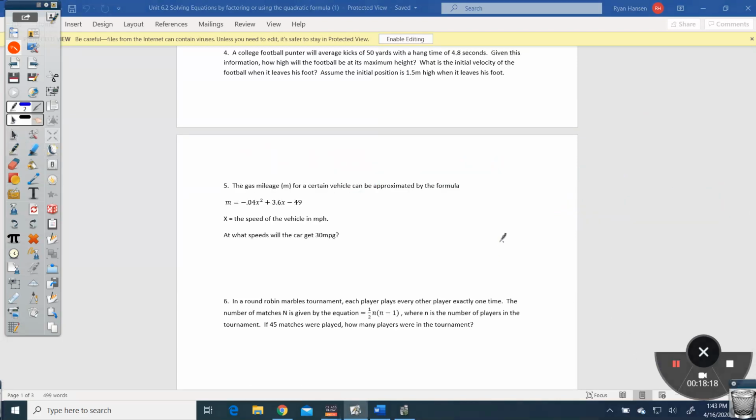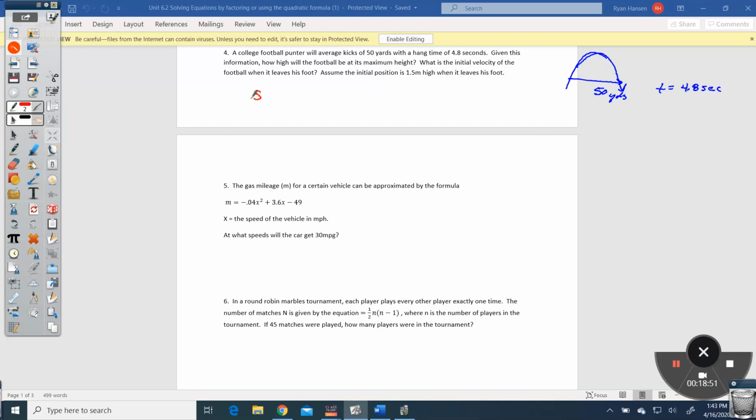So question number 4 is a little bit long, but we'll work our way through it. It says the college football punter will average kicks of 50 yards. So that's this distance, 50 yards. And a hang time, so the time that it takes to go that, is 4.8 seconds. So the football actually travels in a path like this. We're assuming again that it's on a nice calm day, there's no wind, there's no air resistance. Given this information, how high will the football be at its maximum height?